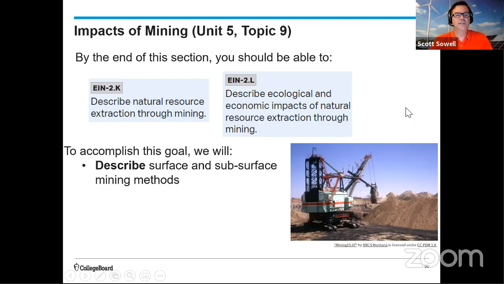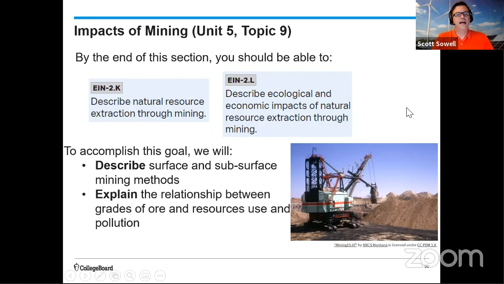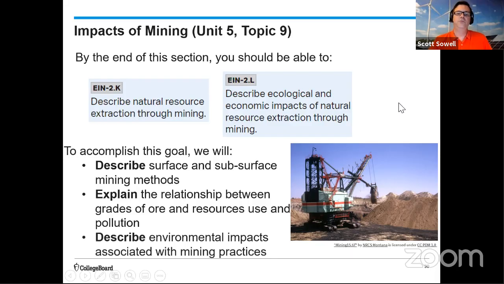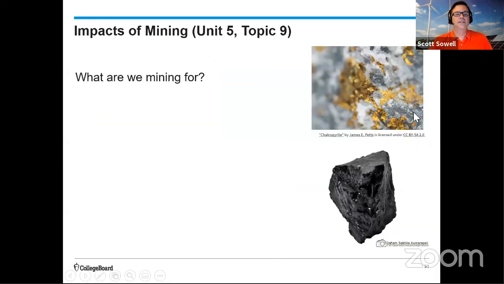So we'll describe surface and subsurface, and then we'll look at the idea of high grade and low grade ores and how that affects resource use and pollution. And then finally, we'll look at some broader environmental impacts of mining. So let's start with this question. What are we mining for? Why do we do mining?